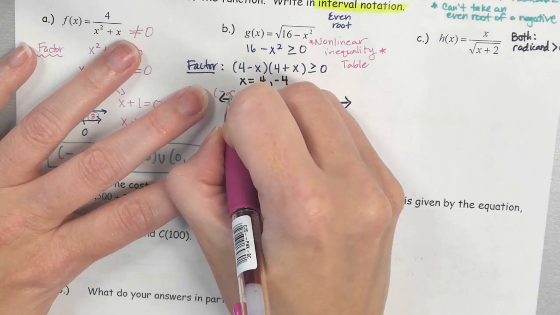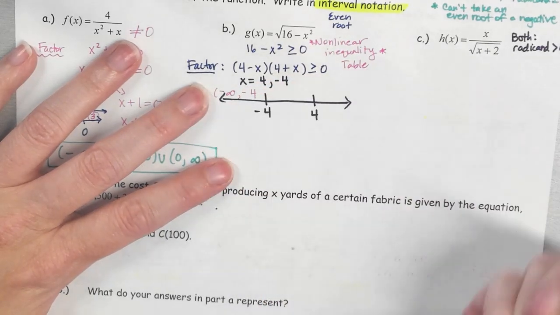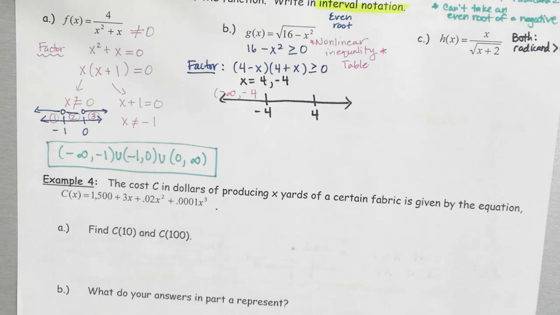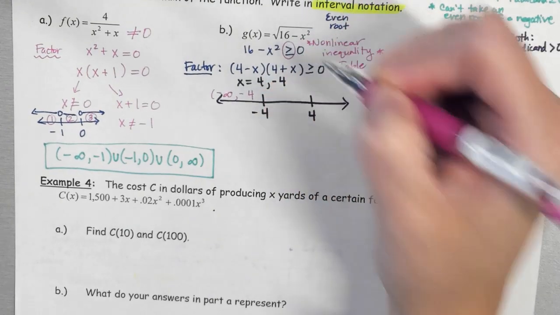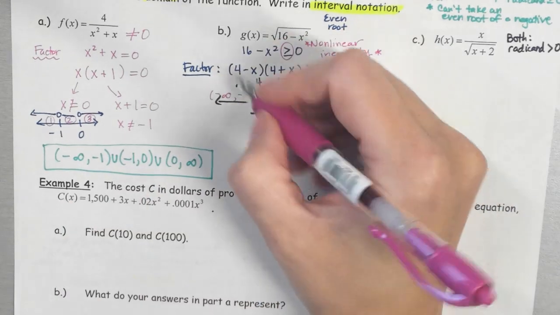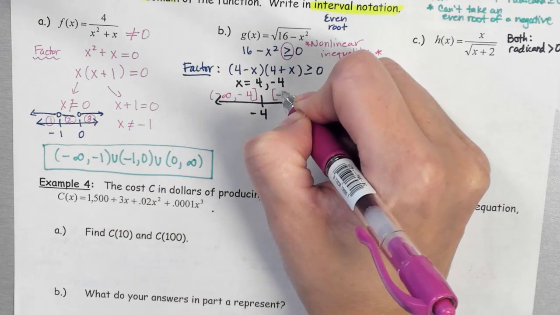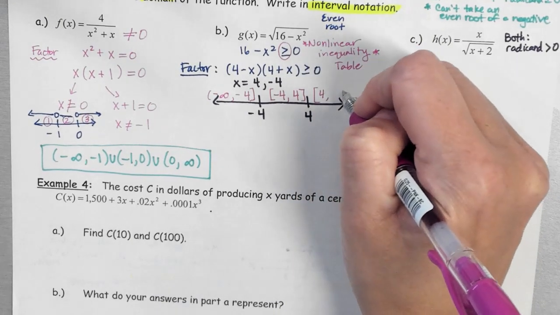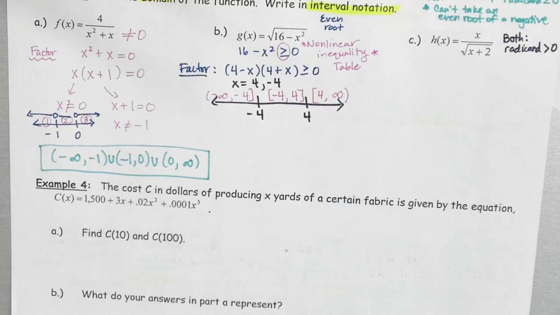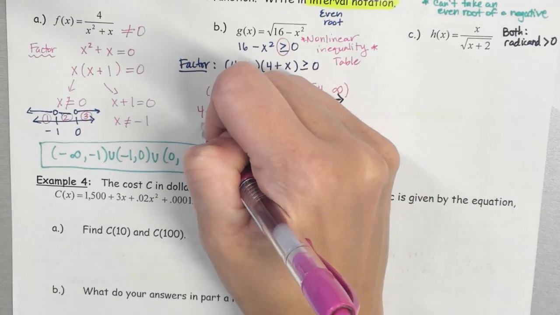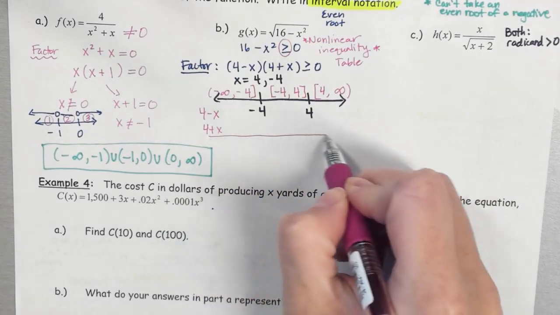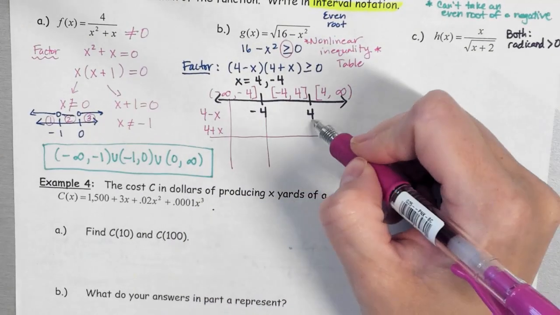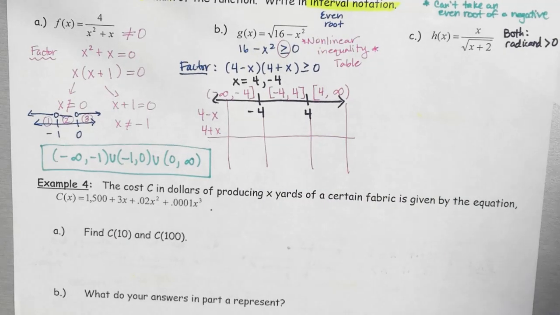So it's either -infinity to -4, and then this is equal to. So if it's equal to, what type of brackets do I have? Great. So you should have hard brackets with the 4 and the negative 4. Soft bracket with your infinity always. And then we're just going to pick our test points. So you have the 4 minus x and the 4 plus x. Those are your factors, and then we'll decide if they're positive or negative.